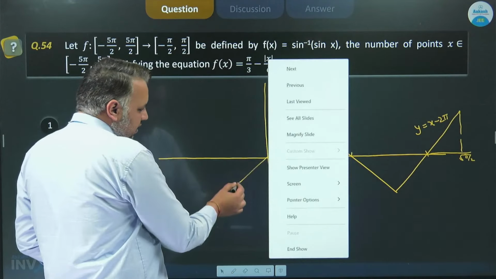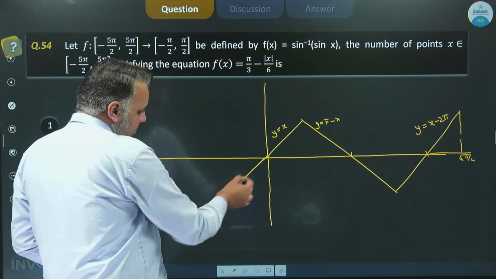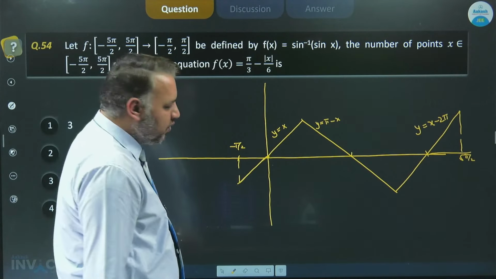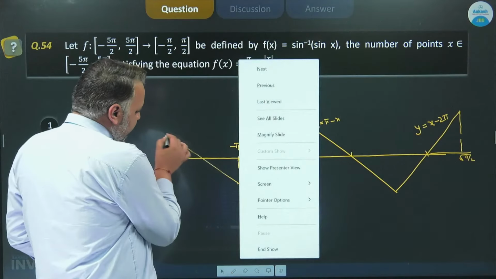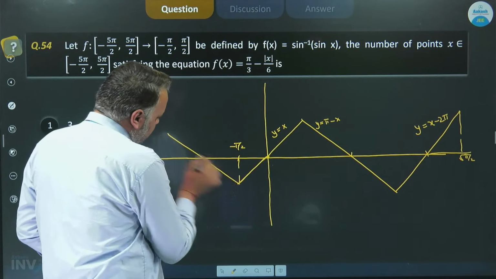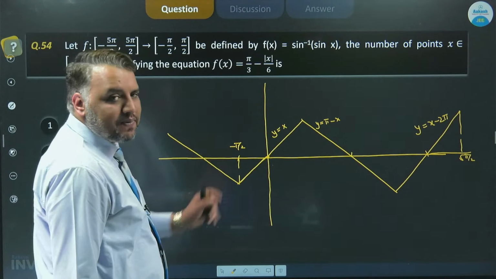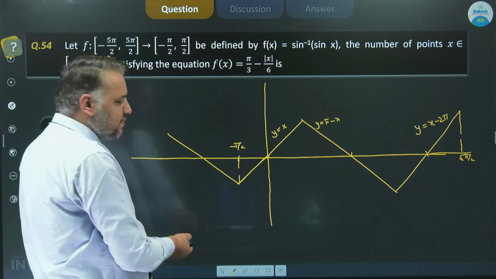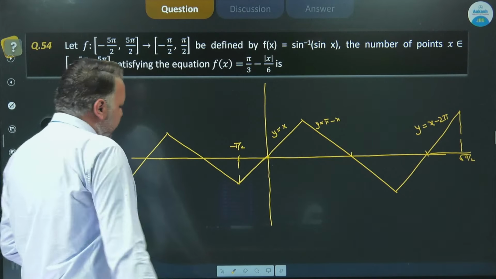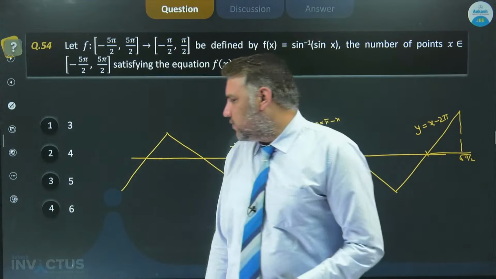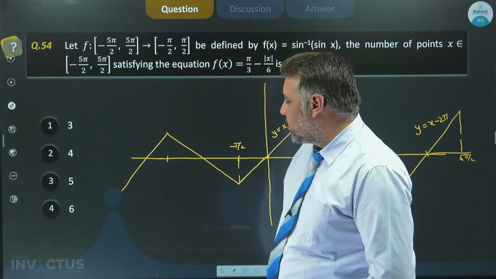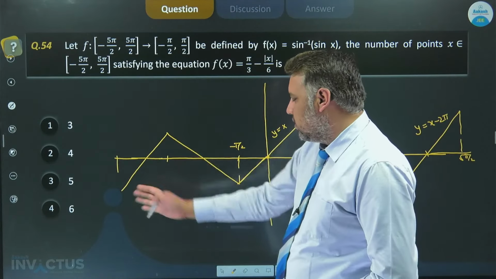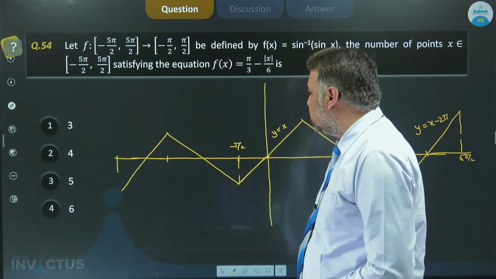again up to −π/2, this will be the y = x line only. Then between −π/2 and −3π/2, this will be a line with slope −1, that is y = −x − π. And similarly, between −5π/2 and −3π/2, this point is −3π/2, this will be y = x + 2π.